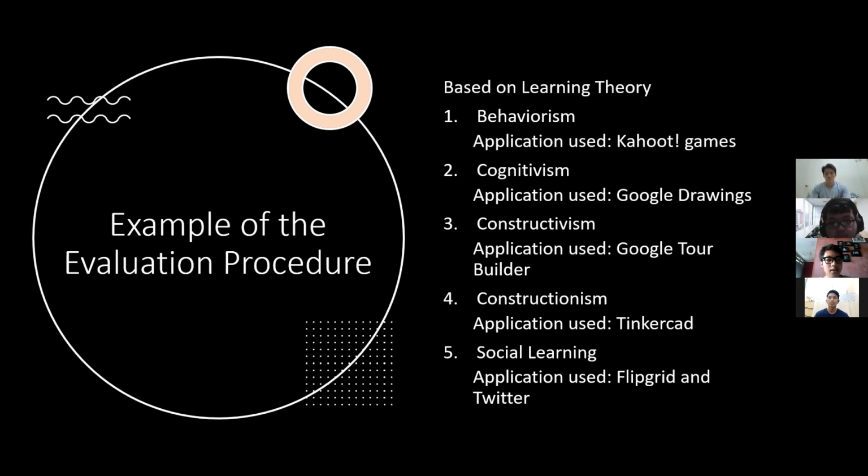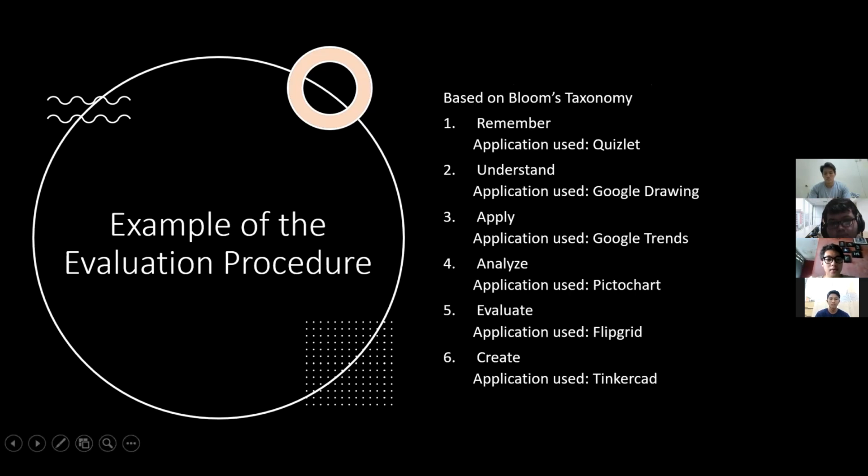And lastly, there's social learning. In a social studies classroom, students could engage in a debate about free speech using Flipgrid or Twitter to discuss current educational challenges like media literacy in the age of fake news by using topic hashtags. And then the next one is based on Bloom's taxonomy. So the first section is remember.